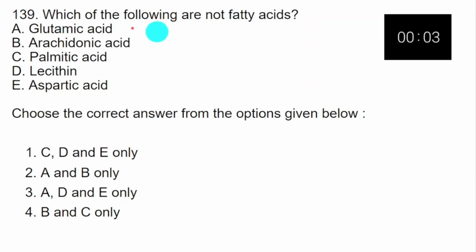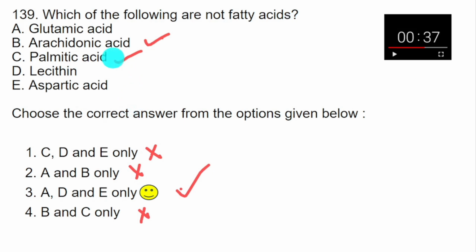Which of the following are not fatty acids? So the fatty acids which are given in the textbook are arachidonic acid and palmitic acid. So wherever you have B and C, eliminate those options. So C is here, eliminated, B eliminate, B and C both are here. So the right answer is option number 3. So we solved it in around 30 seconds.